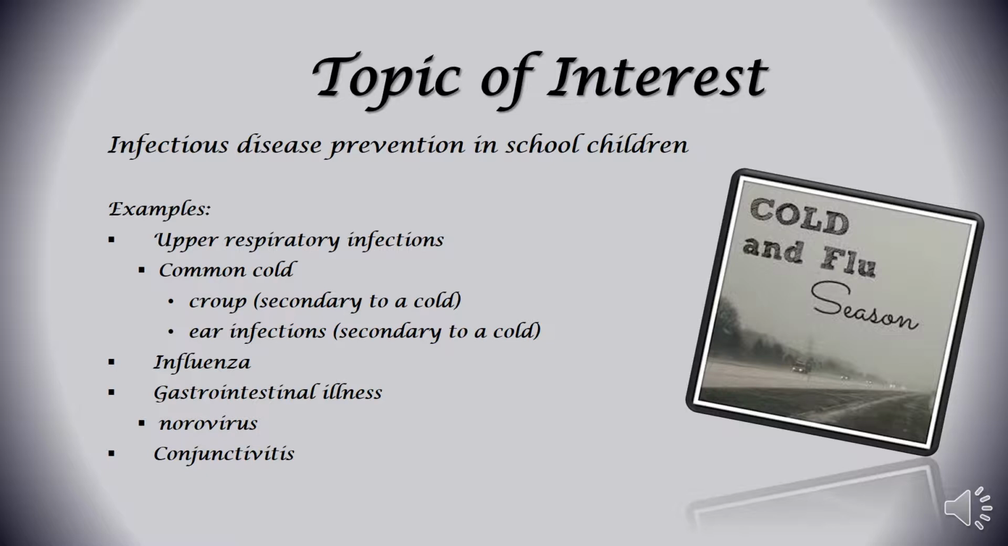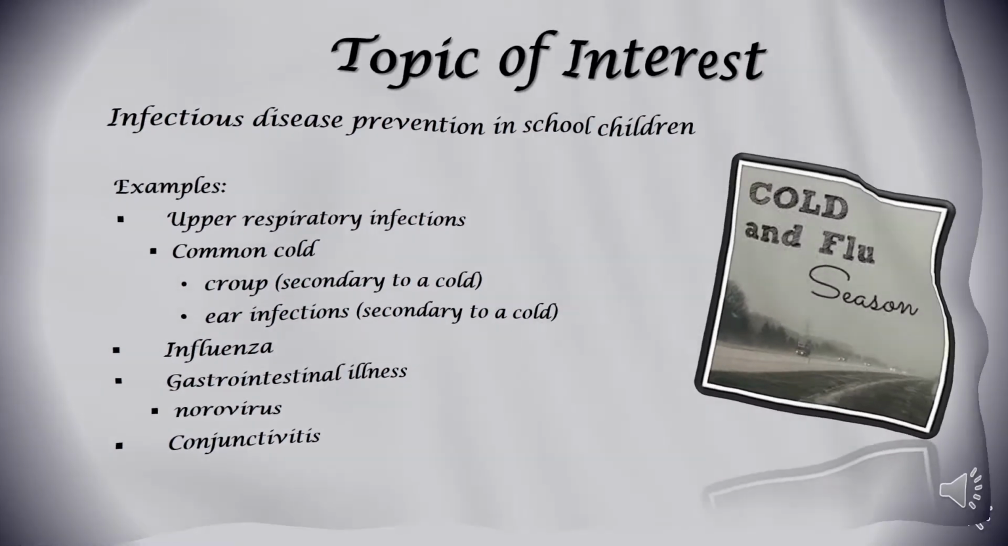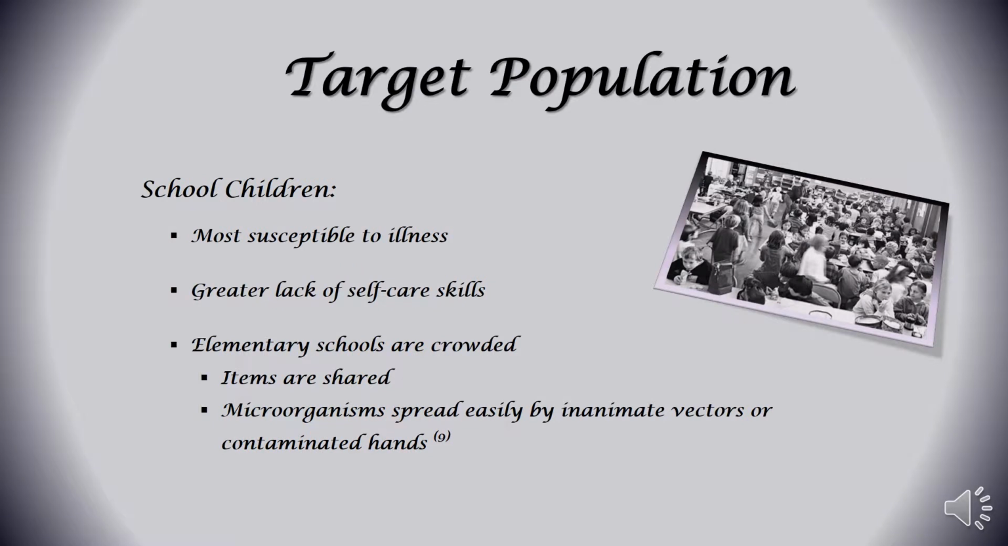For example, upper respiratory infections, the common cold, croup, which is secondary to a cold, ear infections, also secondary to a cold, influenza, gastrointestinal illnesses, such as norovirus, and conjunctivitis, or better known as pink eye. The target population is school children.